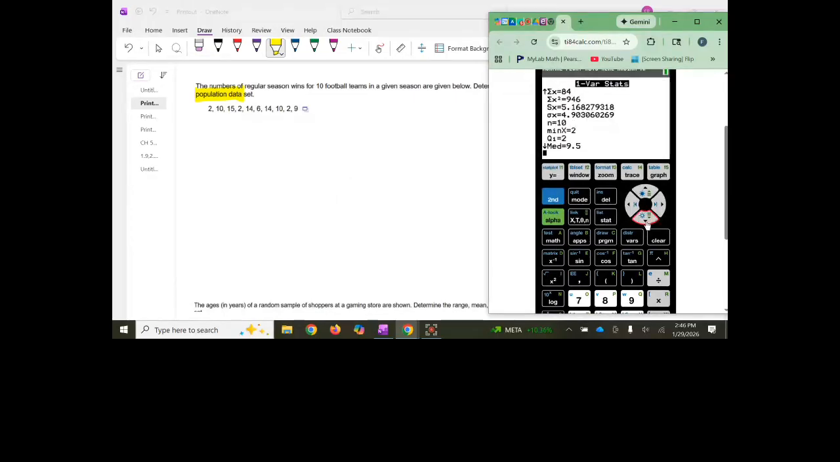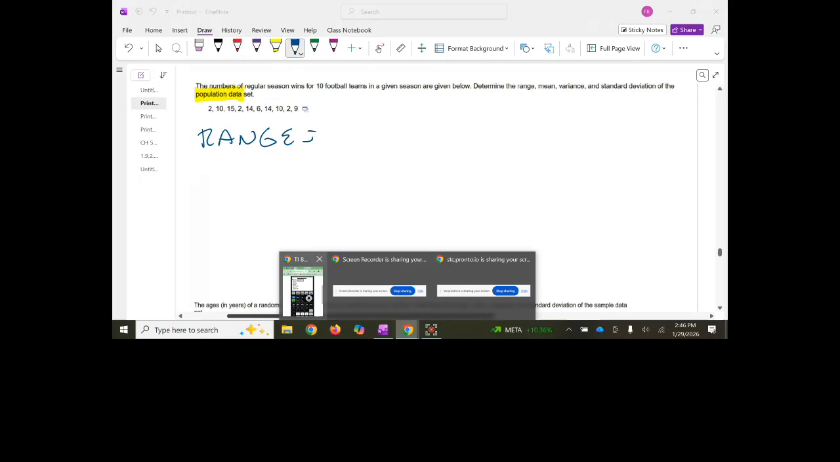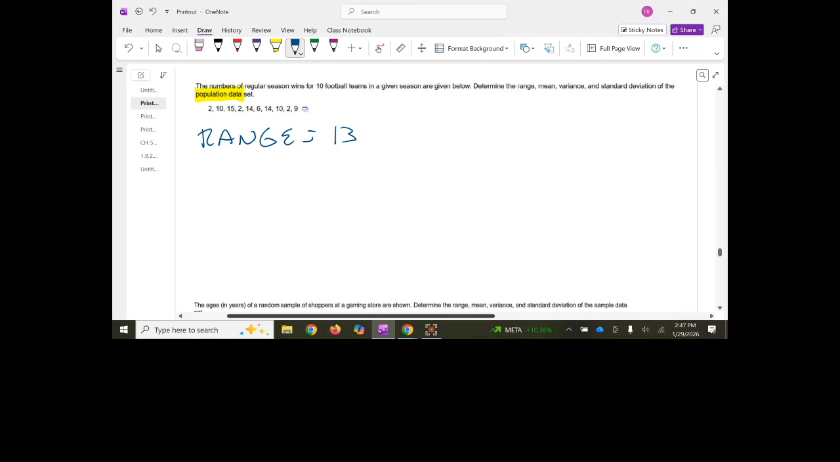I know you can look at the stuff there, but here the numbers are organized for us. If I was interested in my range, we take the biggest number minus the smallest number. The biggest number is 15. The smallest one is 2. Everybody agree the range is 13?